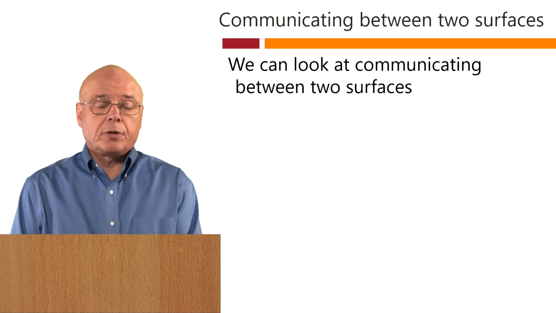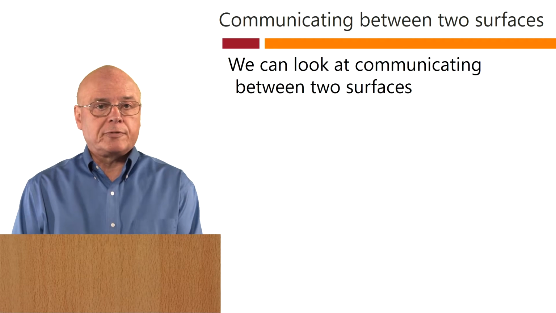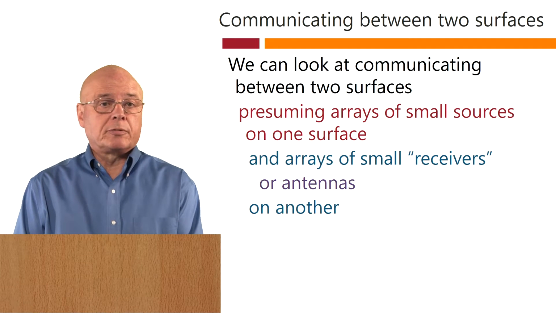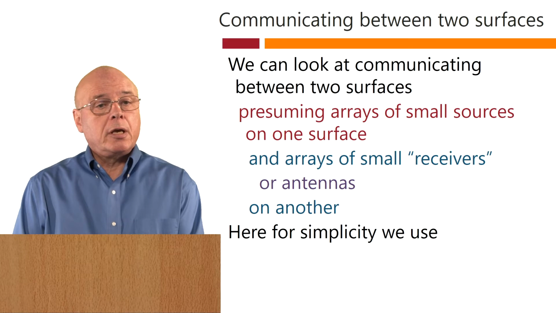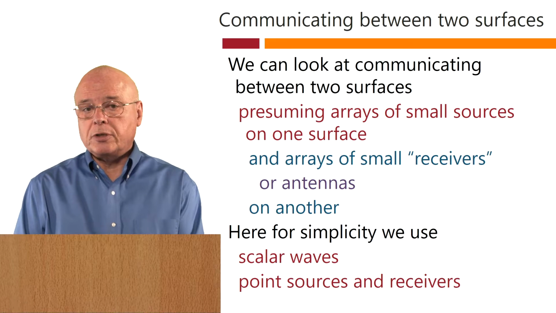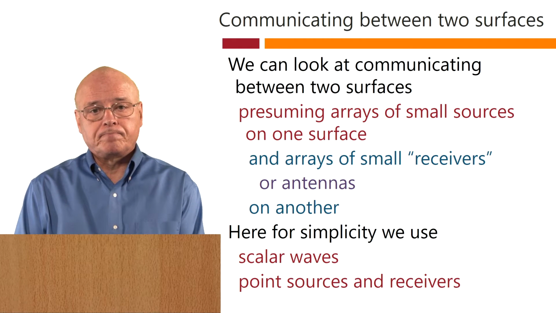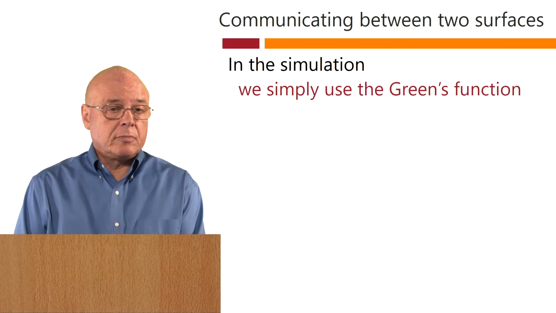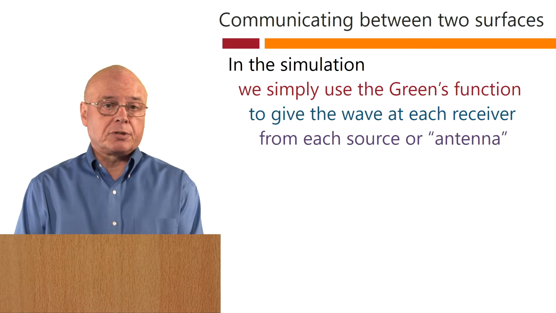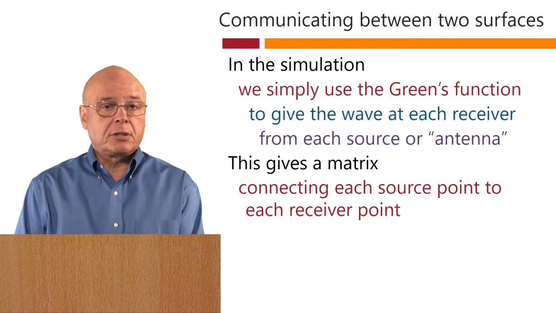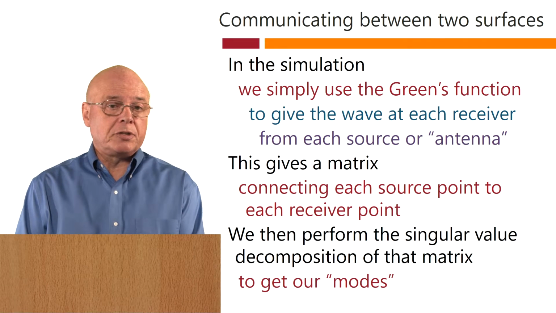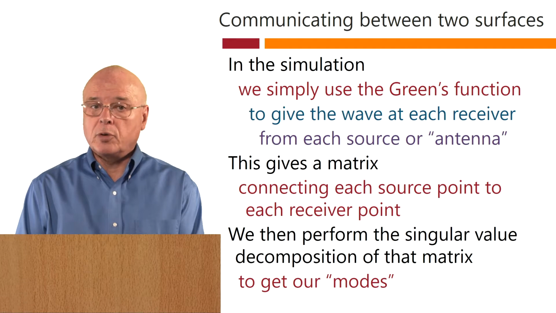So, as an example, we're going to look at communicating between two surfaces. And we're going to presume arrays of small sources on one surface and arrays of small receivers or antennas on another. Here, for simplicity, we use scalar waves and point sources and receivers, though we don't have to use either of those restrictions. In the simulation, then, we simply use the Green's function to give the wave at each receiver from each source or antenna, and this gives a matrix connecting each source point to each receiver point. We then perform the singular value decomposition of that matrix to get our modes.